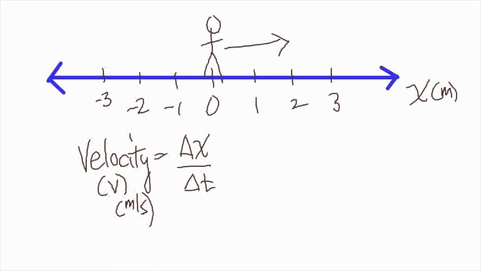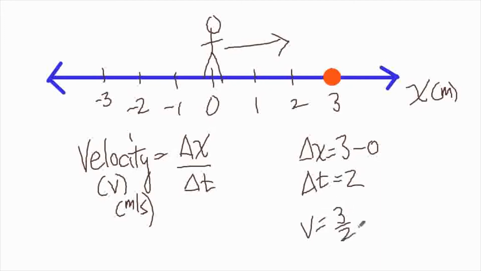Okay, so let's say that in 2 seconds the person reached the position 3. All right, so we would say that the displacement was the difference in the positions, 3 minus 0, and I said it took 2 seconds, so the velocity would be 3 over 2, or 1.5 meters per second. Okay, now velocity can be negative.